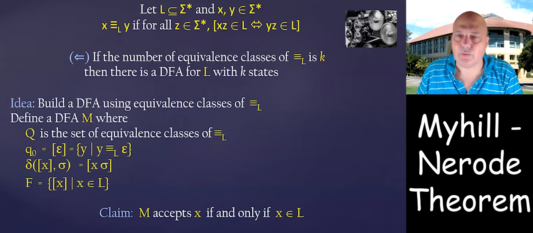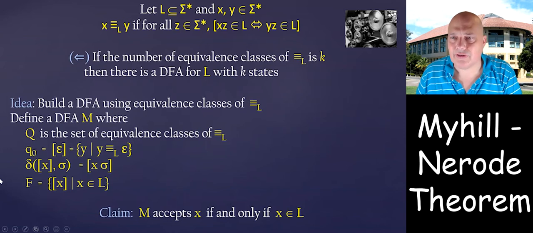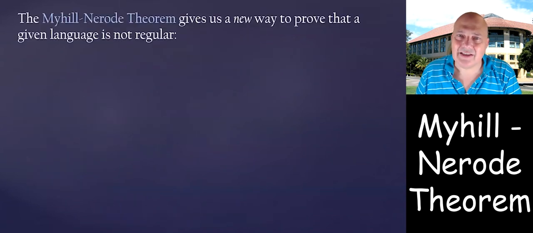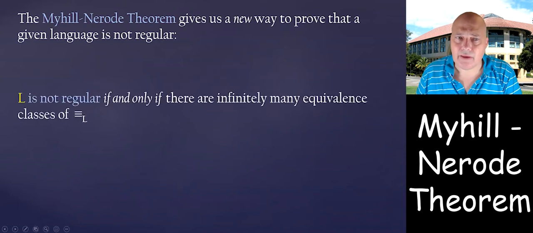And yeah, I won't prove that, but the proof is not very hard, especially given things we've gone through in the last video. So let's talk about using the Myhill-Nerode theorem. It gives us a new way to prove that a language is not regular. So L is not regular if and only if there are infinitely many equivalence classes of L.